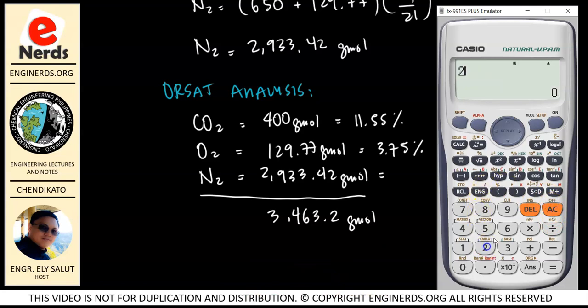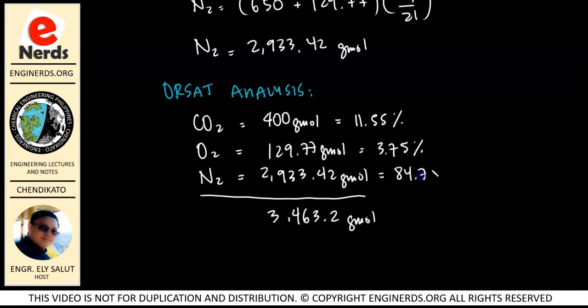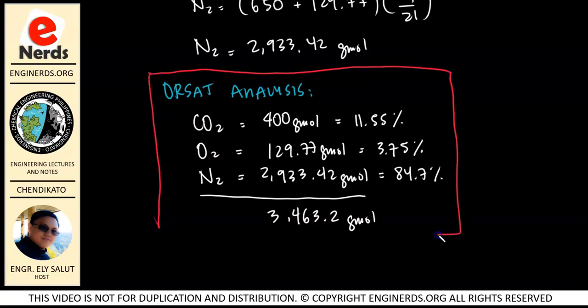And for our N2, we have 2,933.42 divided by 3,463.2 times 100. So we have 84.7%. So as you can see, we completed our Orsat analysis. So we finished solving the problem because this is the second requirement.